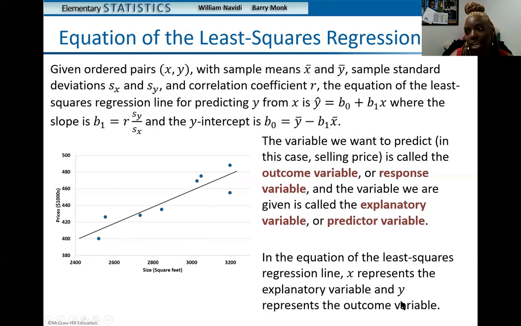Think about that in your normal algebra concept. You have y equals mx plus b. You plug in an x, you would get out a y. Same difference here, all right? X represents the explanatory variable and Y represents the outcome variable. Make sure you know that. That sounds like a good multiple guess question, all right?